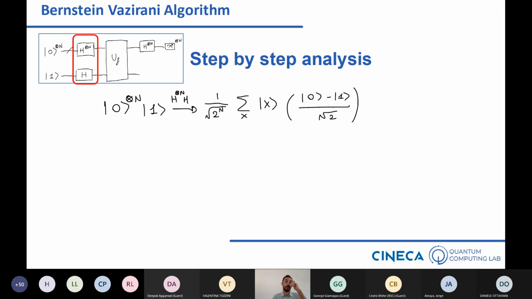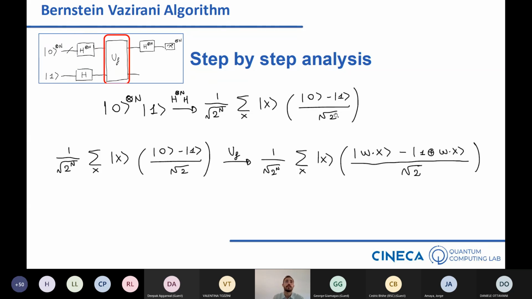We apply the gates Hn and H to the initial state. What you obtain is the following. We have seen it before. Hn applied to 0n gives you this state, which is the linear superposition of all possible bit strings, and 1, to which H is applied, gives you the minus state, so 0 minus 1 over square root of 2. Let's go on.